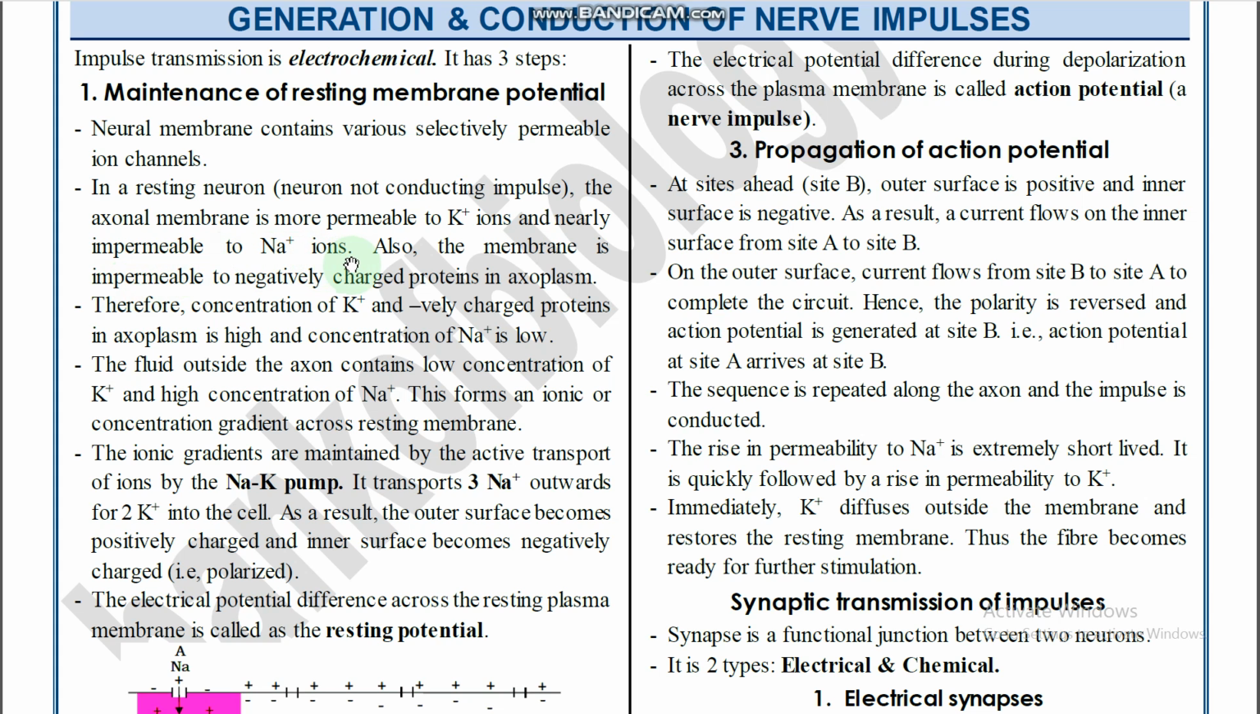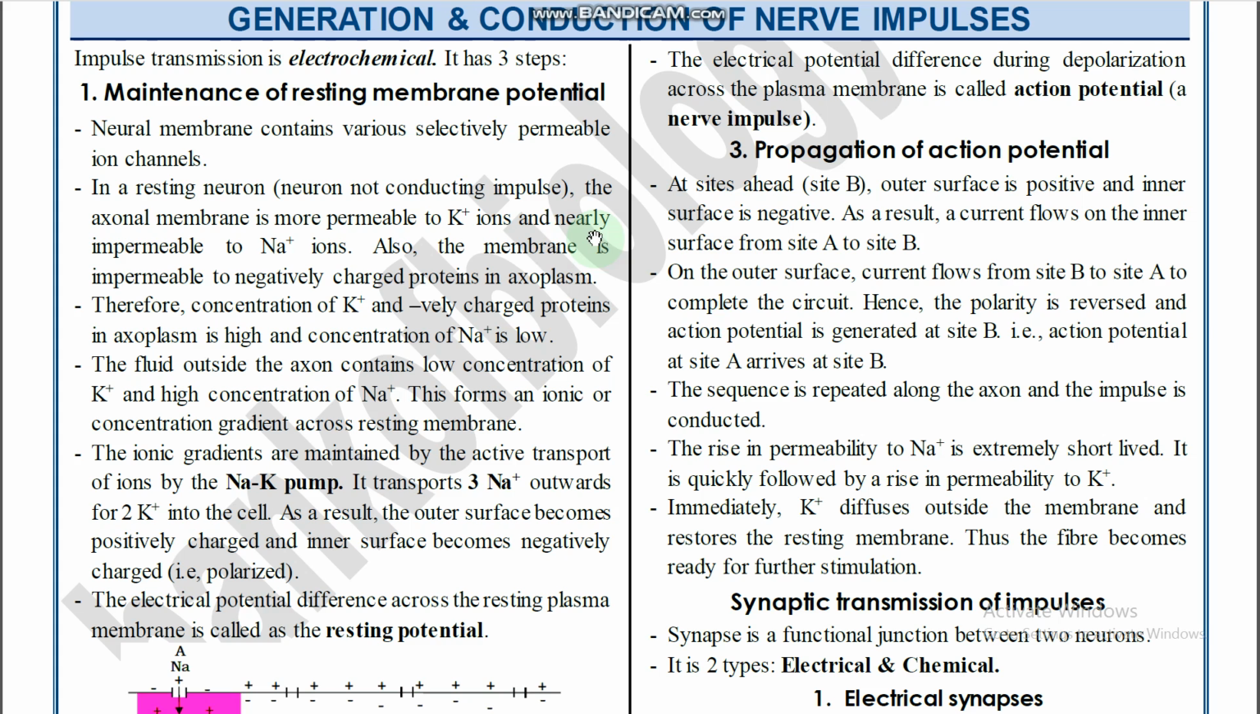At the time of resting, the neuron is permeable to K plus ions. Potassium ions are permeable only from outer to inner, and Na plus sodium ions are impermeable. Also, the membrane is impermeable to negatively charged proteins in the axoplasm. So inside the axoplasm, negatively charged proteins are present, and they are also impermeable.